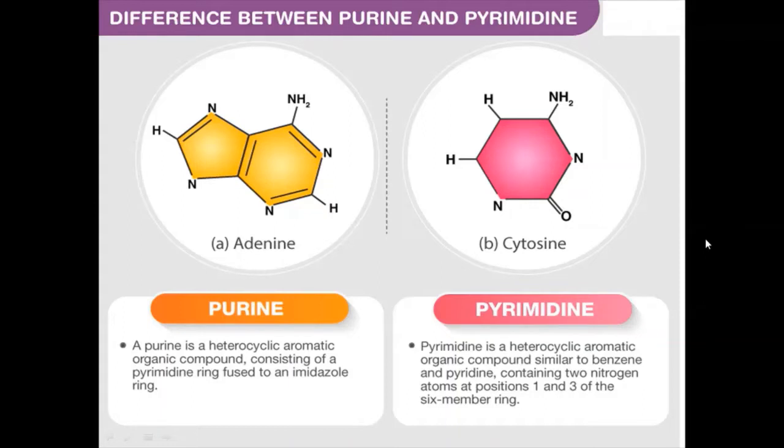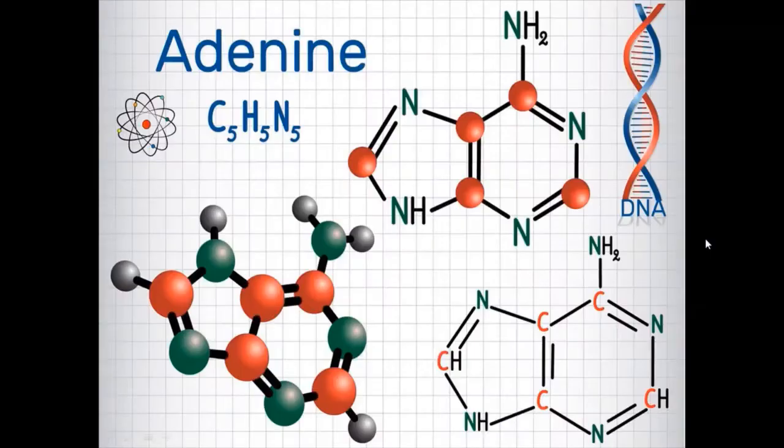A purine consists of a 6-membered ring and a 5-membered imidazole nitrogen-containing ring fused together. It contains 4 nitrogen atoms, while a pyrimidine contains a single carbon-nitrogen ring and only 2 nitrogen atoms. Adenine and guanine are the purines; cytosine, thymine, and uracil are the pyrimidines.